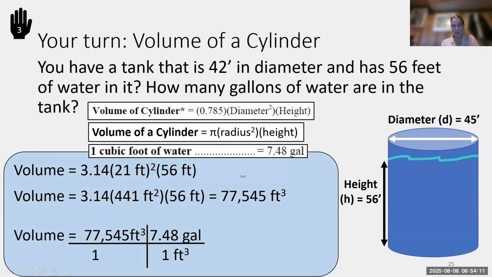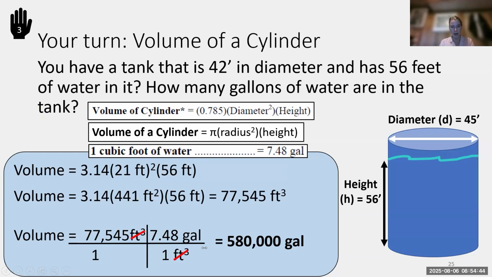And then that gives us a volume of 77,545 cubic feet. And then we've got to convert that to gallons, right? So if we know that we have 7.48 gallons in 1 cubic foot of water, then we can take this volume calculation and put it into our conversion grid. So we start with 77,545 cubic feet divided by 1. And then on the other side, we'll put our conversion factor, 7.48 gallons over 1 cubic foot. And then that gives us a final answer.